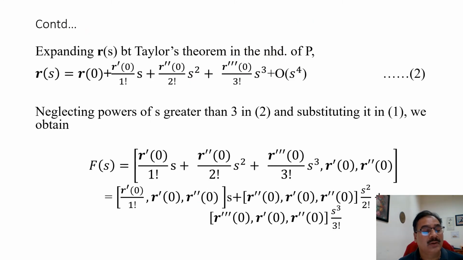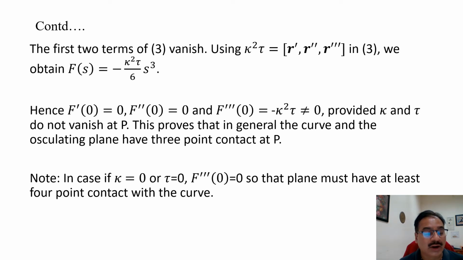Okay, and now moving further by using Taylor's theorem, you will follow this expression 3, and continuing this, you may write hence F'(0) = 0, F''(0) = 0, and F'''(0) = -k squared tau, which is not 0, provided k and tau do not vanish at P. We know this result. This proves that in general the curve and the osculating plane have 3-point contact at P. In case k = 0 and tau = 0, then we can say that F'''(0) is 0, so that the plane must have at least 4-point contact with the curve.